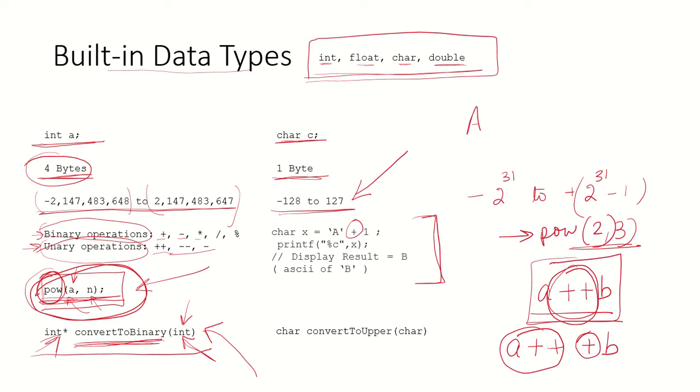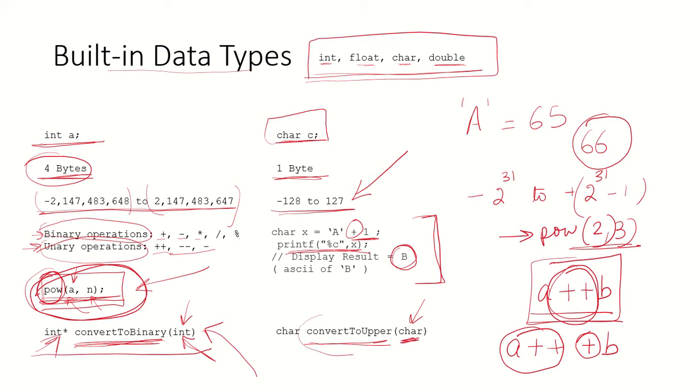So we know that the ASCII value of a is 65. So when we add 1 to it and when we display this value, the character corresponding to ASCII value 66 will be displayed, and you will have B over here. So there are certain operations that you know that you can perform on characters. Similarly, if we have some user defined functions where characters are taken as input, then this character will be taken as an input and it will be converted to the uppercase.